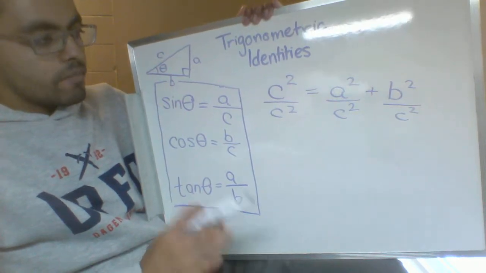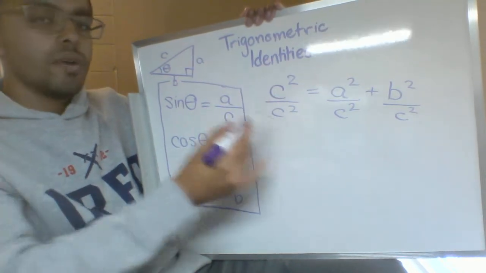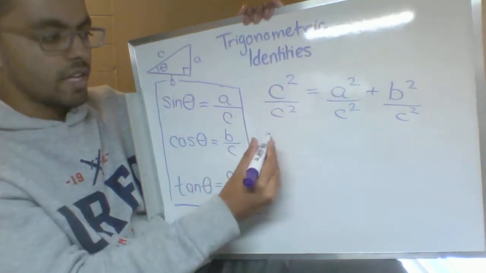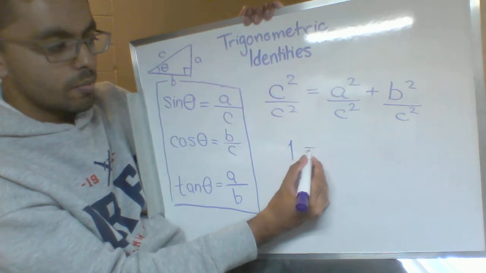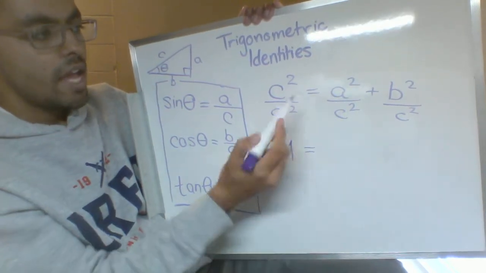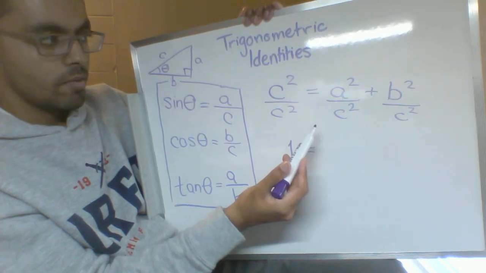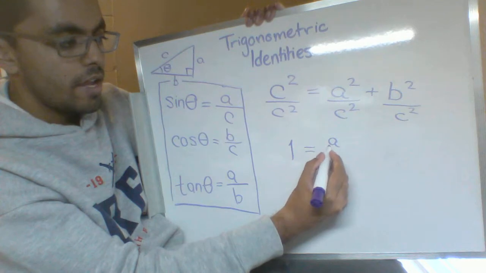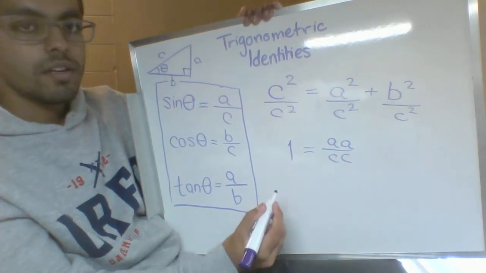Okay, so I've divided everything by C squared. Now, C squared divided by C squared is just dividing something by itself. So this whole thing is going to cancel out and give us 1. But now over here we've got A squared divided by C squared. Well, that's actually the same thing as A times A over C times C, right?